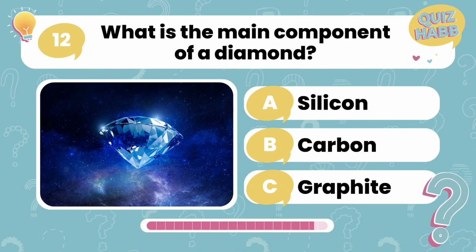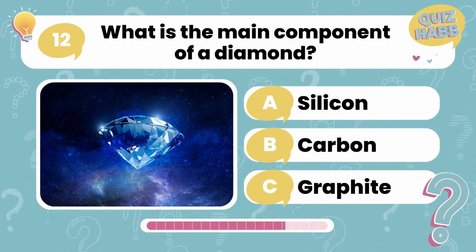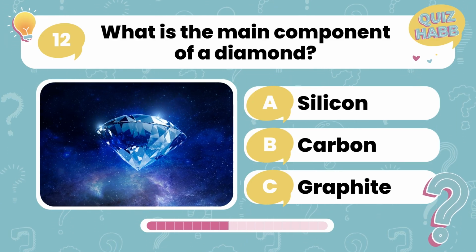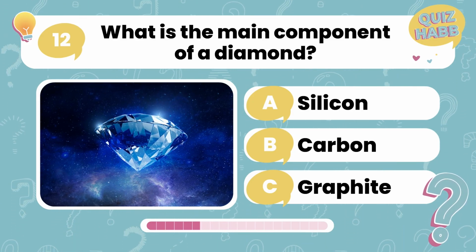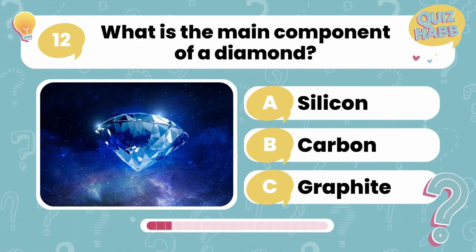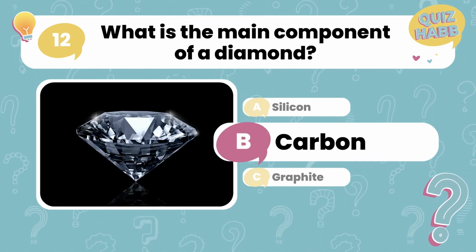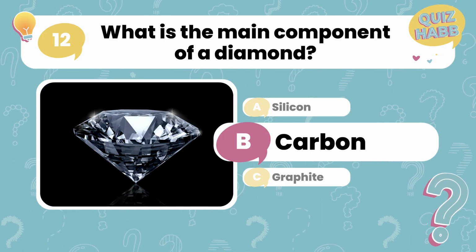What is the main component of a diamond? A. Silicon. B. Carbon. C. Graphite. Correct answer, carbon. Diamond is pure crystallized carbon.